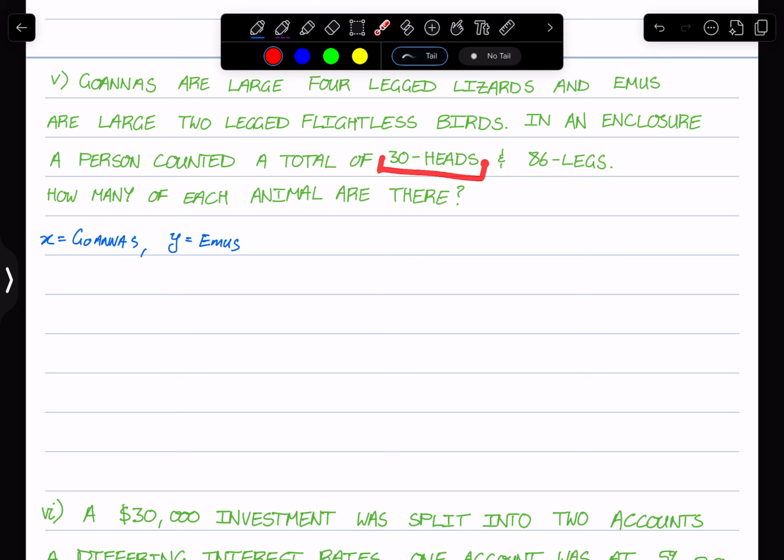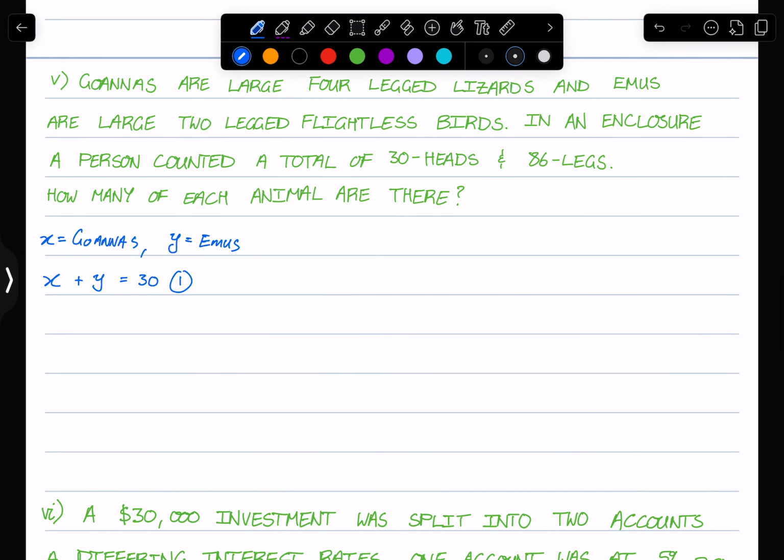Now, I hope it's rather obvious that goannas and emus each only have one head. So if there are a total of 30 heads in the enclosure, the heads of the goannas plus all the heads of the emus must add up to 30 total heads. That will be our equation 1.